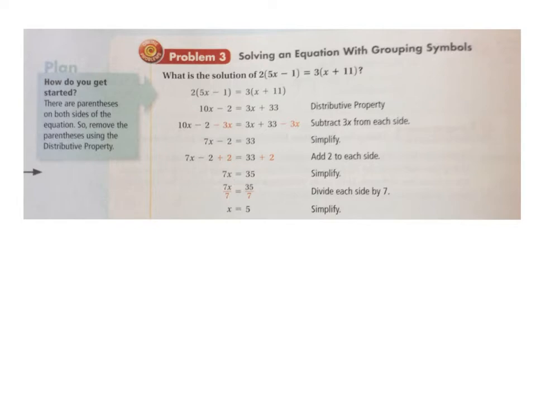Now it's time for the multiply and divide phase. Divide off that 7, and x is 5. Again, you'd plug this 5 back into both sides to show the check there.